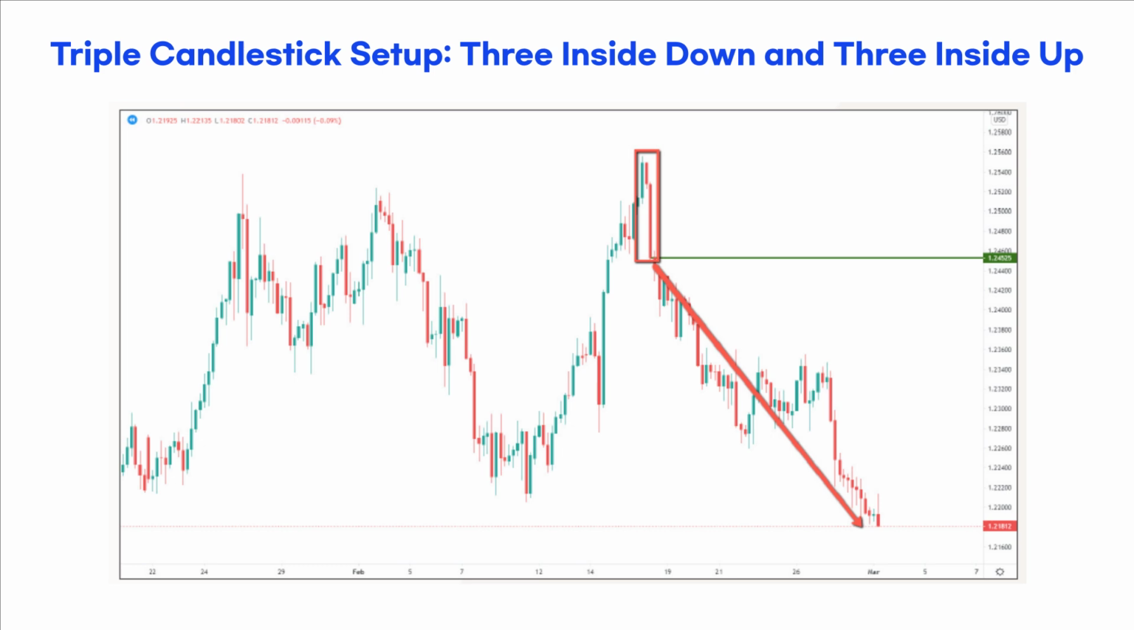The three inside down indeed marked a point where a bearish reversal occurred as price dipped sharply right after that from 1.24525 to 1.21812 by a total of 271 pips.